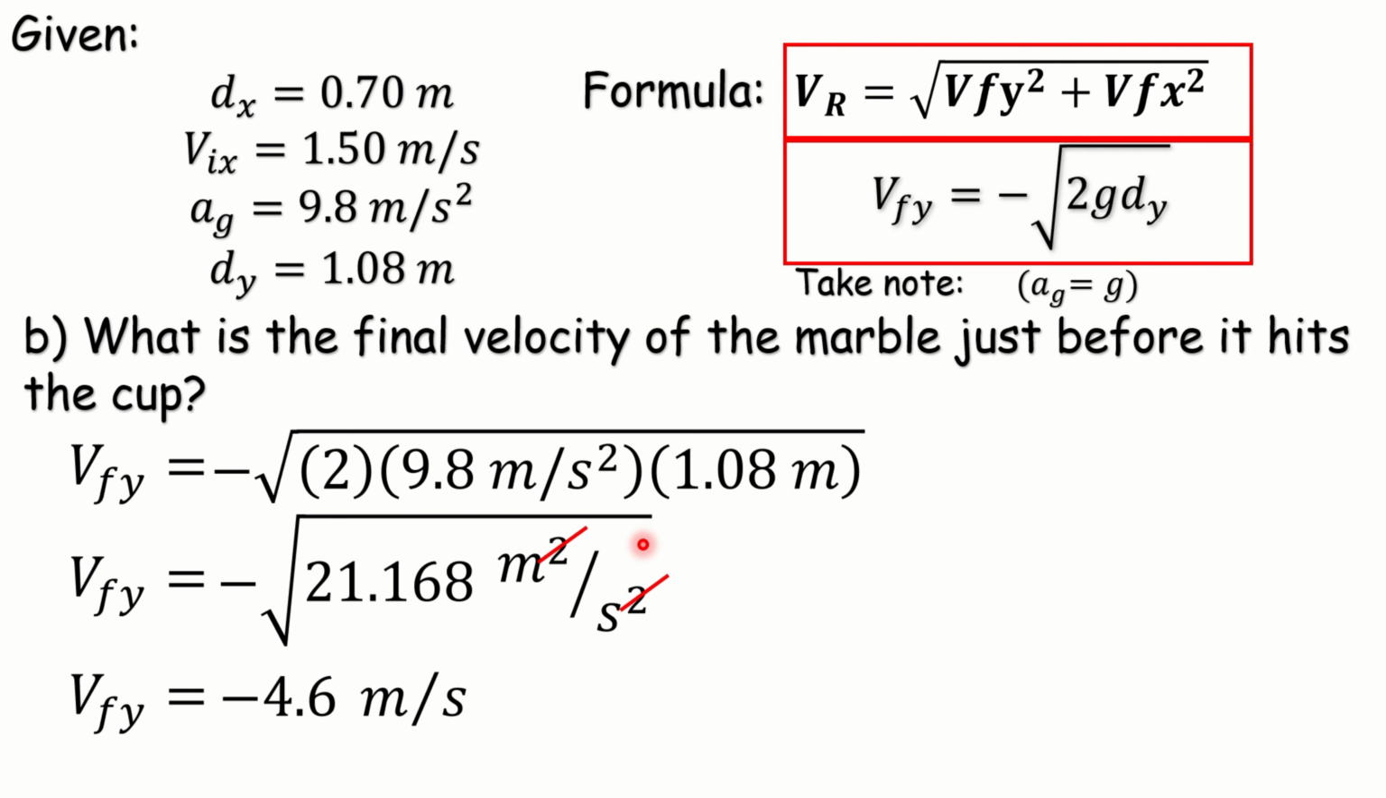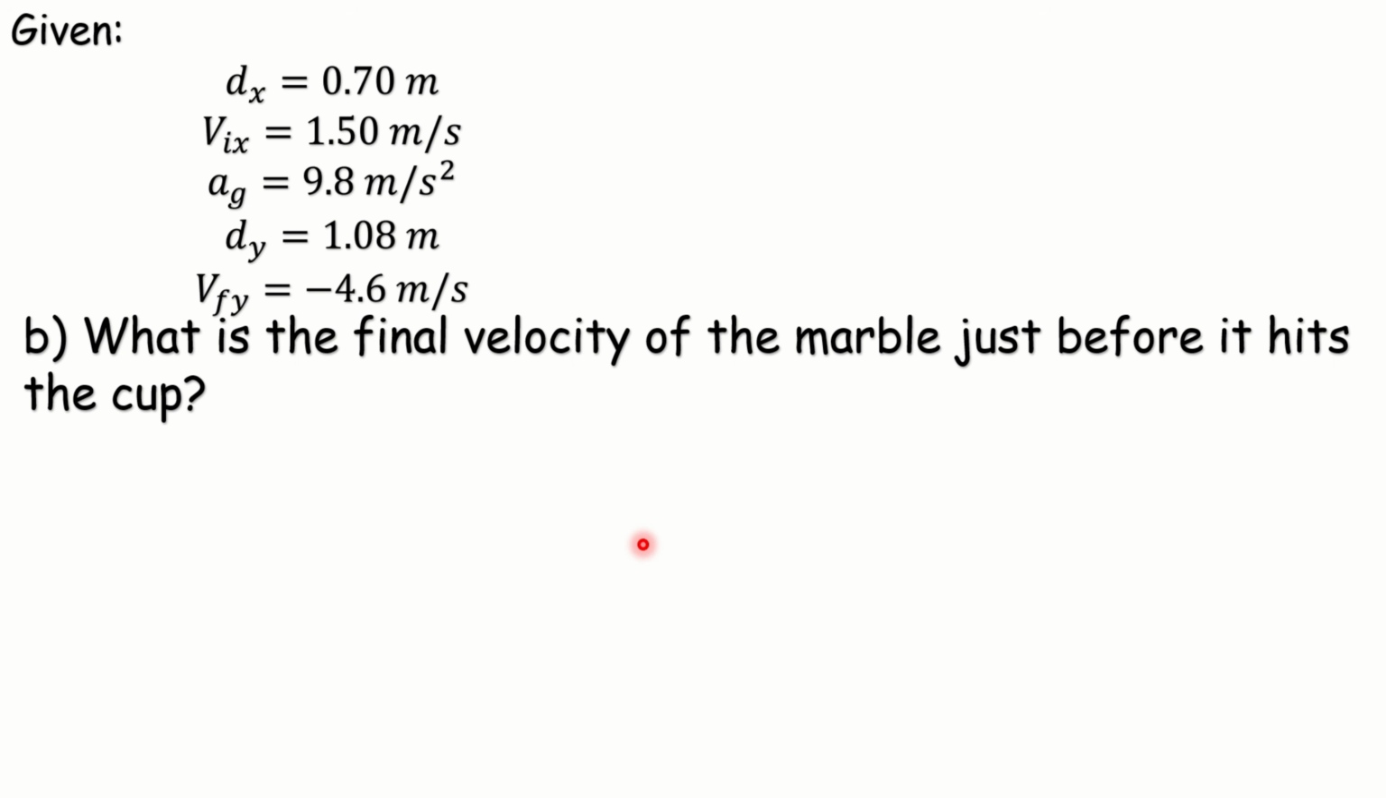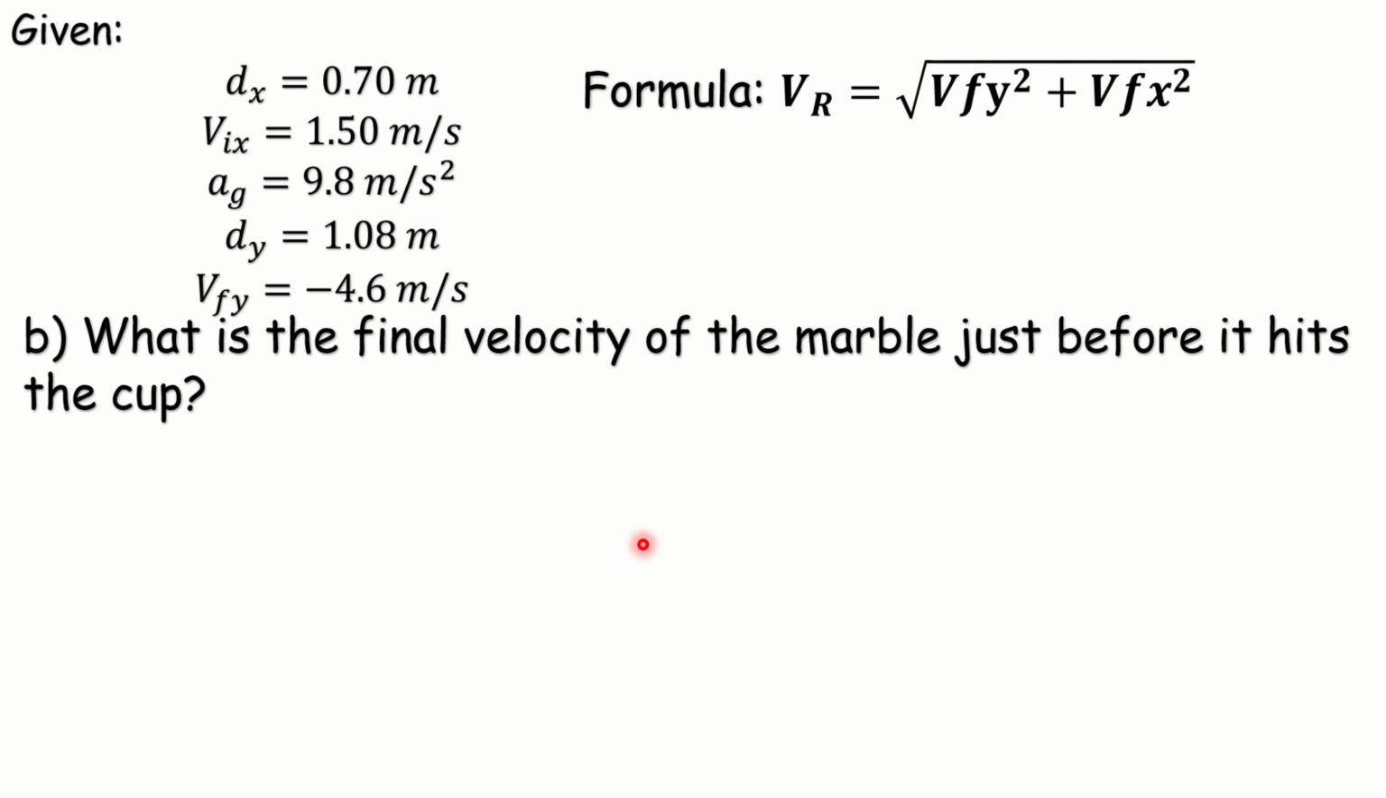As you can see, we also simplify the unit. Take note, class, that the negative sign indicates downward direction. So, we can say that Vfy is equal to 4.6 meter per second downward, or negative 4.6 meter per second. Now that we have the value of Vfy, we can now determine the final velocity or the resultant velocity. Let us go to the next slide. Again, this is our formula, the Pythagorean theorem equation: square root of Vfy squared plus Vfx squared.